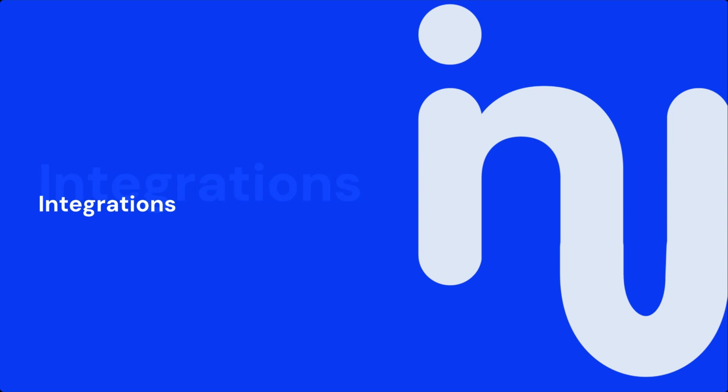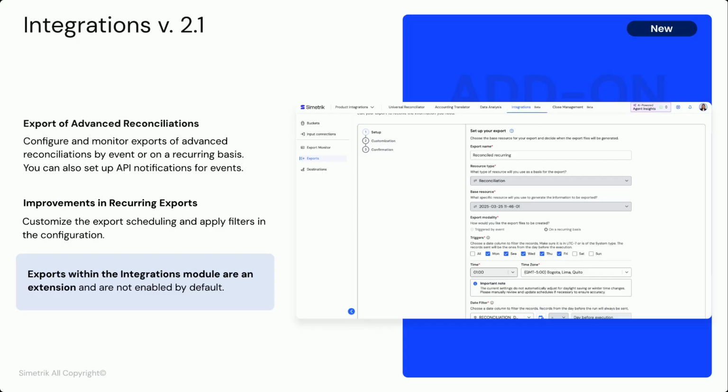We continue with integrations. In integrations, from the self-managed module, we enabled in this version, which was released on March 18th if I'm not mistaken, the ability for you to generate exports to this new type of resource starting from that date. This is a resource that is fully enabled and configured from the Universal Reconciliator, but at the export level, it will allow you to configure exports by events and on a recurring basis.